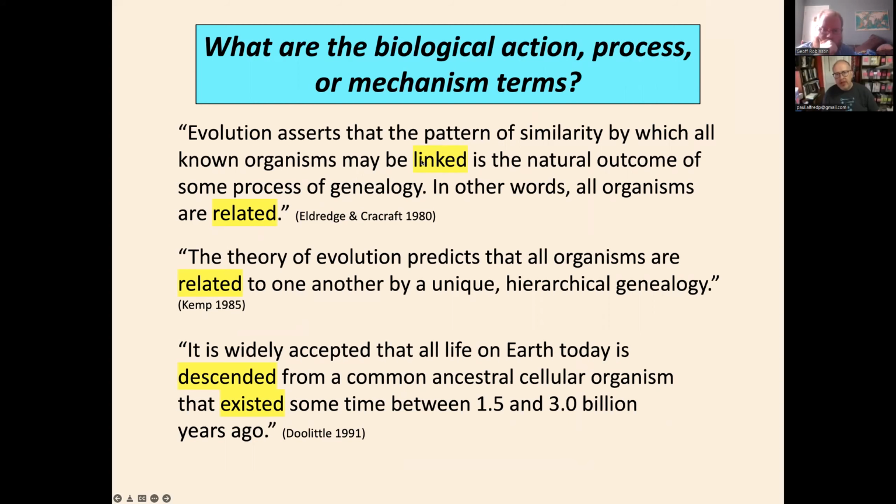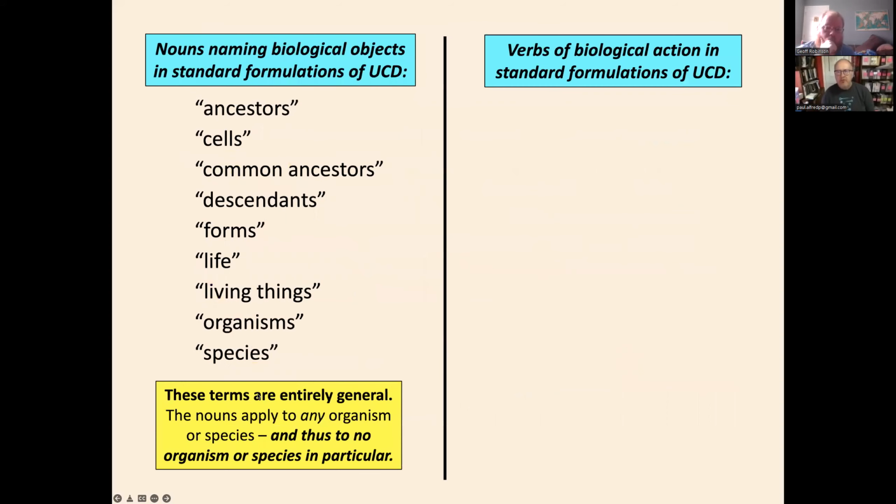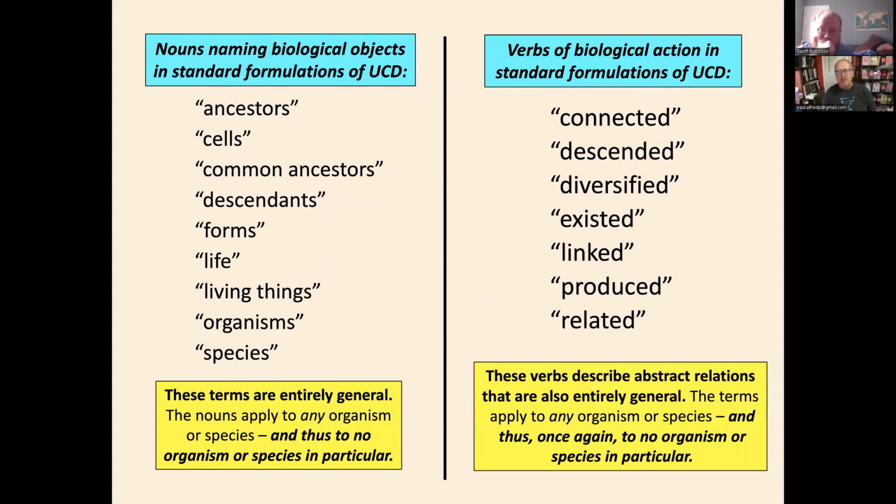Linked could be true of a sexually reproducing organism, an asexually reproducing organism. There's nothing about that verb of action that has any biological specificity. What it tells you is A gives rise to B, again, at the most abstract level of formulation possible. It's true for these other textbook formulations: descended, diversified, produced, connected, and so forth. So the verbs of action that we see in these textbook expressions also describe abstract relations that are entirely general.